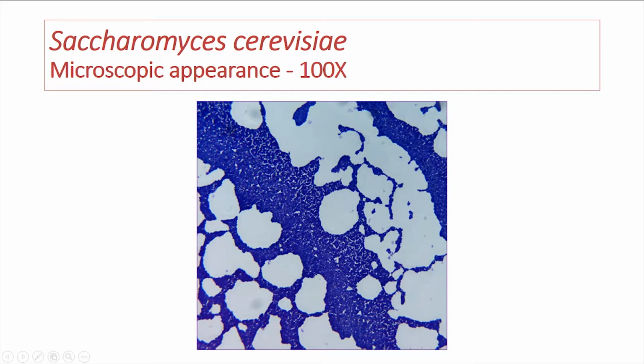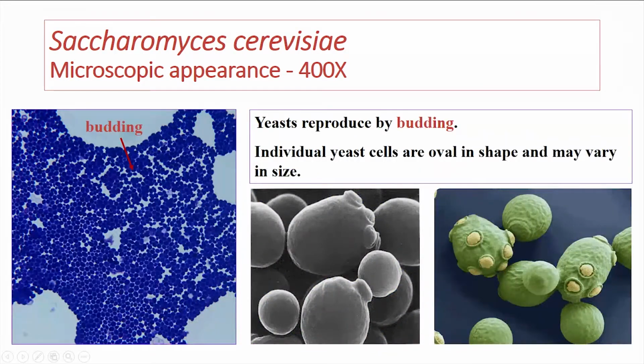Under a microscope, it looks a lot like bacteria, but if you notice on 400x, these cells are much, much larger. You can see an example of budding right there. And over here as well, you can see where it's kind of pinching off a little copy of itself, and that's how it reproduces. They look like really tiny cells, but if you notice, this is 400x, so they're actually much, much larger than bacteria.